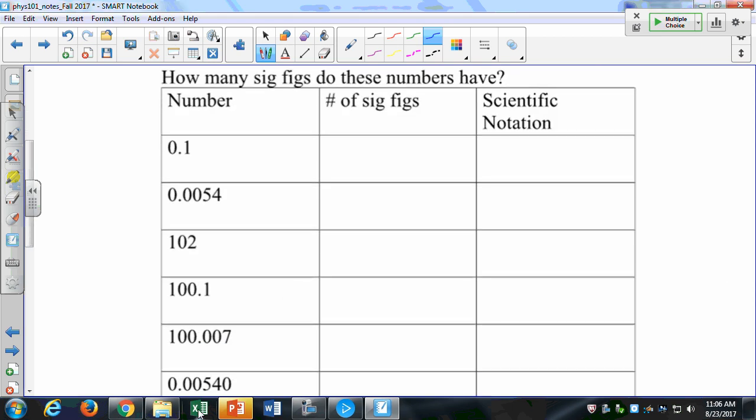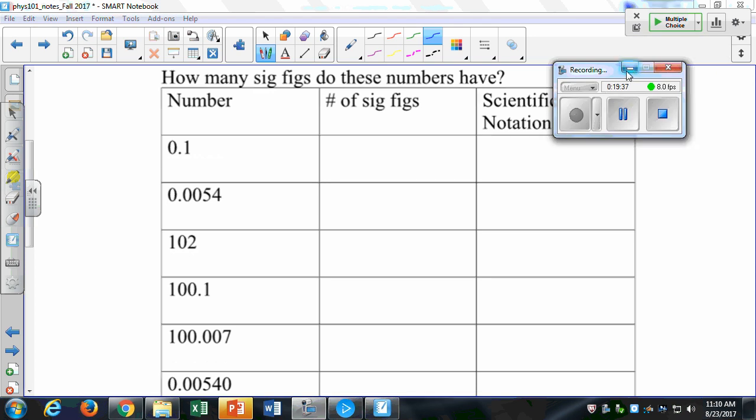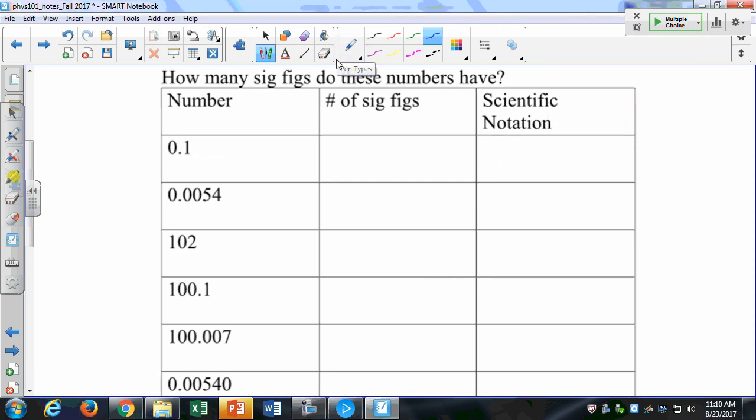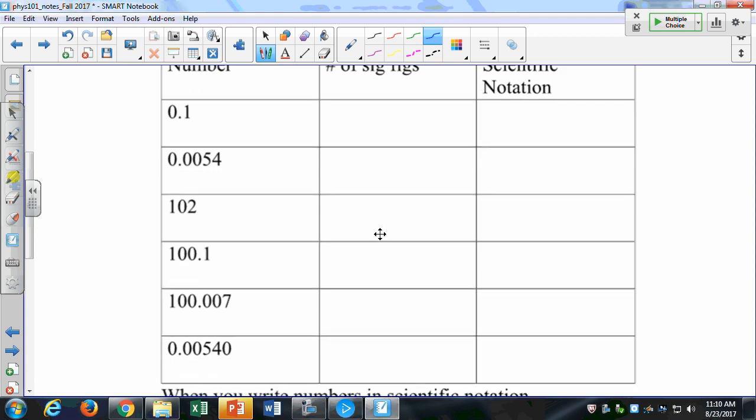I have a video I want to show you. So take a moment here. I want you to write down the number of sig figs for each of these numbers, and then I'll step in. So just fill out this middle column. How many sig figs does each of these numbers have?